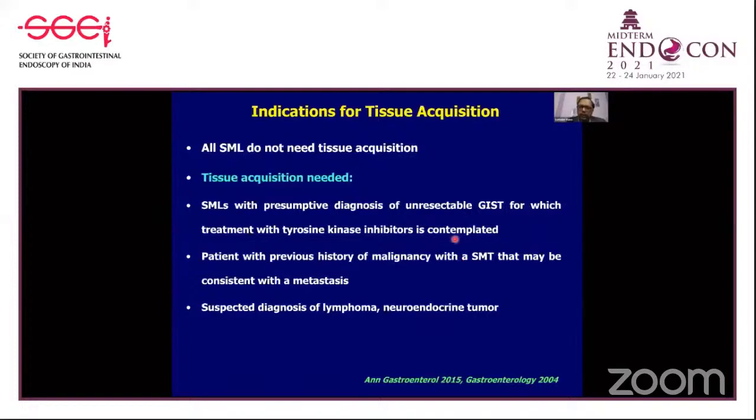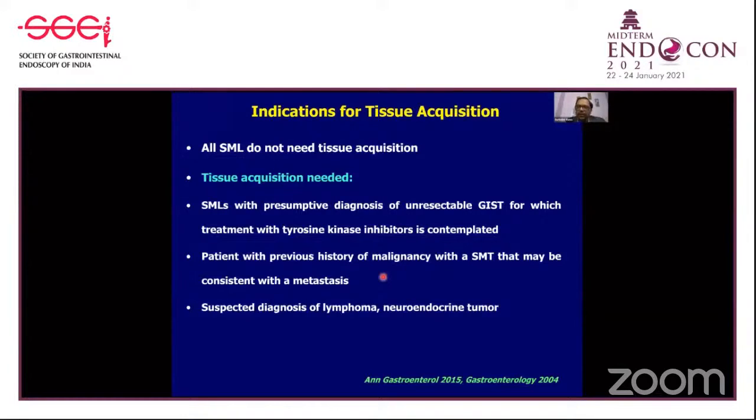Before I talk about tissue acquisition, it is important to understand that not all submucosal lesions need tissue acquisition. Tissue acquisition is needed when you have a submucosal lesion with a presumptive diagnosis, based upon imaging, of an unresectable GIST, for which a tyrosine kinase inhibitor is contemplated. In that situation, you need to do a biopsy to look at the CD117 status. Patients who have a previous history of a malignancy with a submucosal tumor, and now you suspect it to be a metastasis, then again tissue acquisition is required.